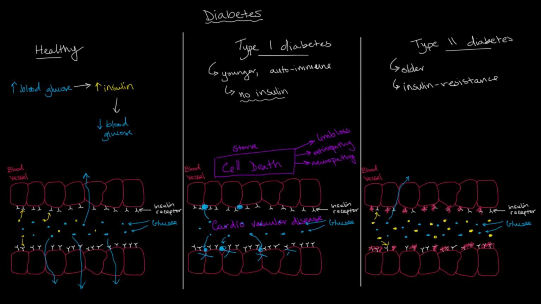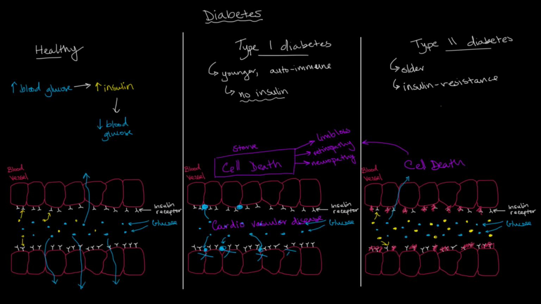And so you get a lot of the same effects as type 1 diabetes if you don't take your insulin. So you get cell death as well. And so that causes all of the same problems as here. And you also get cardiovascular disease because glucose is still too high concentration within your blood itself.